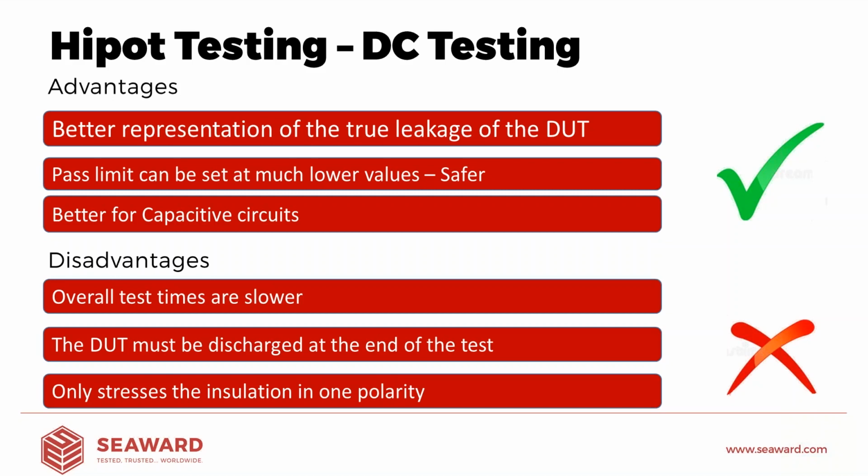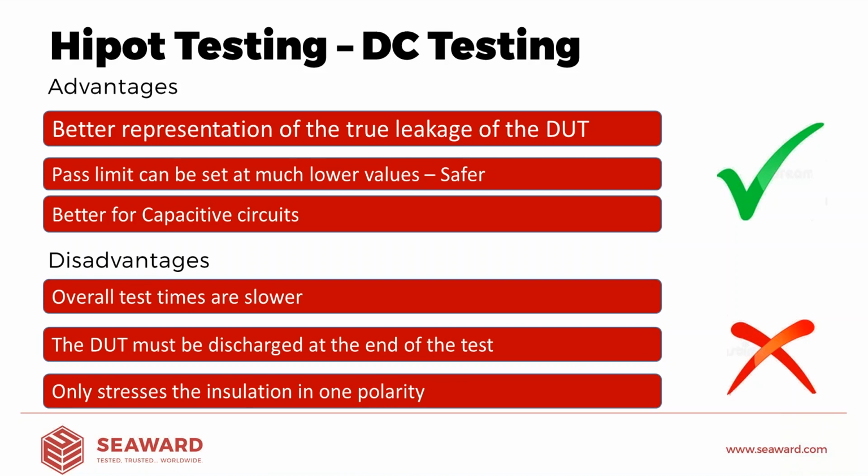You must ensure that the device under test is discharged, so we don't get a sudden and sharp discharge through an operator that's handling a charged product. And the DC test only stresses the insulation in one polarity. So as you can see, there are pros and cons to using either method. Ultimately, it comes down to capabilities of the test equipment and the type of product that you're testing to determine which is best for you.